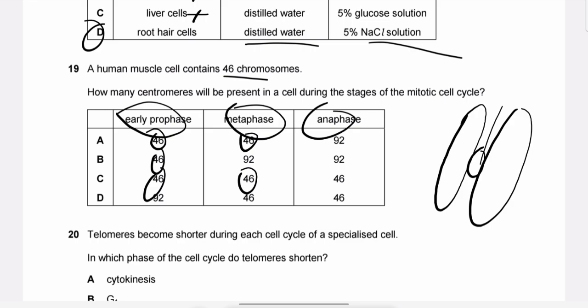And for the last part, which is anaphase, where the centromeres are splitting, that means we're going to multiply our 46 by 2 because the centromeres are splitting. I think this was the tricky part of the question. And so when the centromeres split, we go up to 92, and that's why A would be the best answer.